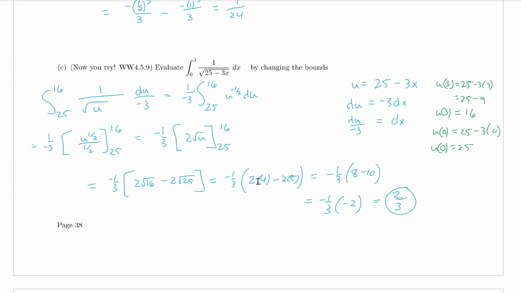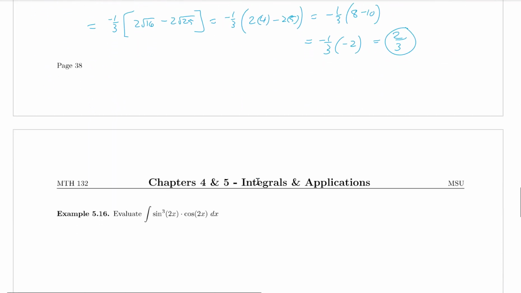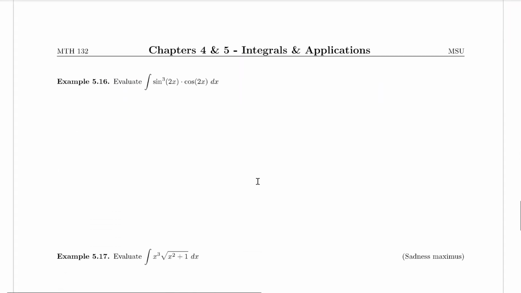Take a second and jot down some of that work. All right, we have one more page of examples, and these ones are a real doozy.